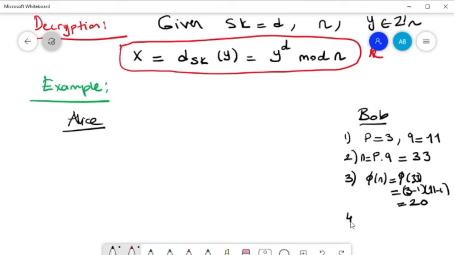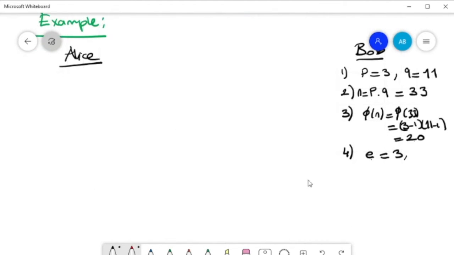And the fourth step, we choose a public key. Let's choose 3. It can be the same as this P, doesn't matter. Which is E. What was important is that E and phi of N, 20, have to have greatest common divisor GCD of 20 and 3 has to be 1. So this satisfies. So this E is valid.